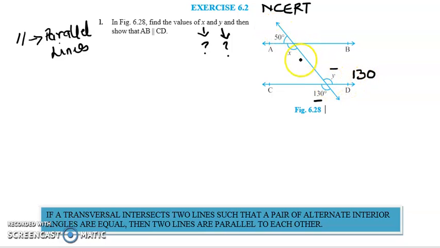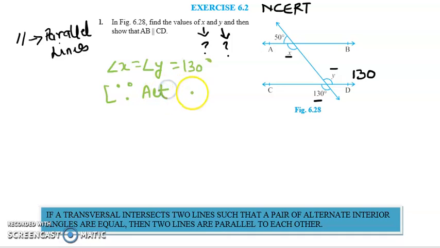Now since this is a transversal, this angle x will be equal to angle y. Okay, let me change the ink. So angle x will be equal to angle y because they are alternate interior angles. Angle x is equal to angle y, which is equal to 130 degree because alternate interior angles. Are you following, students?